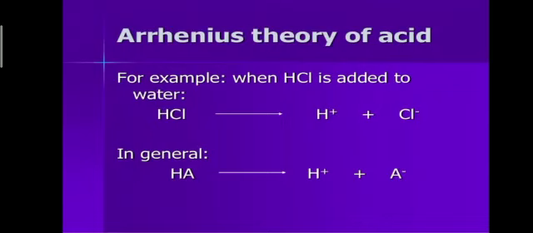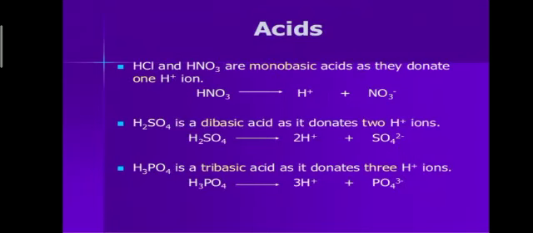When we dissociate it in aqueous solution, we see that hydrochloric acid dissociates into hydrogen ion and chloride ion. It means that hydrogen ions are formed by the dissociation of an acid, which is the definition of an acid according to Arrhenius. In general, HA represents an acid which dissociates in aqueous solution to give hydrogen ion plus base. Here are some examples of acids, for example, monobasic acid, dibasic acid, and tribasic acid.